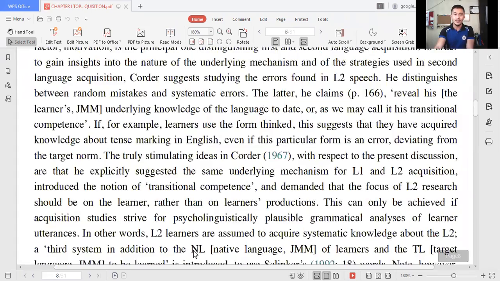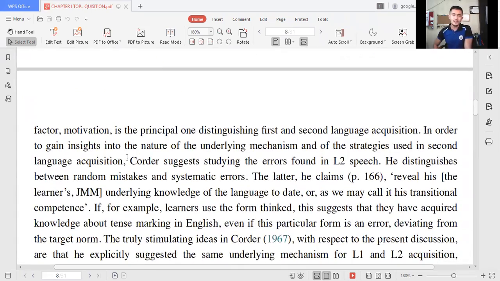Okay, and then moreover, Corder also suggests studying the errors found in second language speech. He distinguishes between random mistakes and systematic errors. The latter, he claims on page 166, reveal the learner's underlying knowledge of the language, or as we may call it, the transitional competence. Again, the word is transitional competence, which is essential. If, for example, learners use the form 'thinked', this suggests that they have acquired knowledge about tense marking in English, even if this particular form is an error.